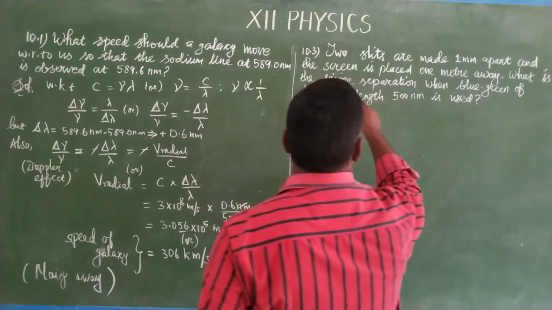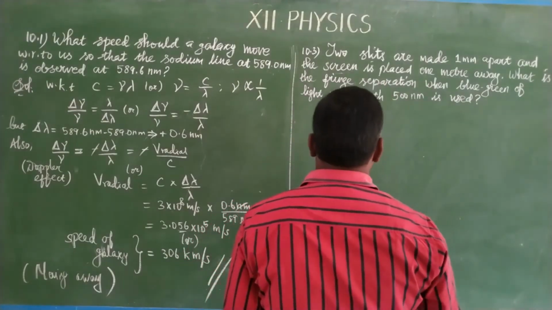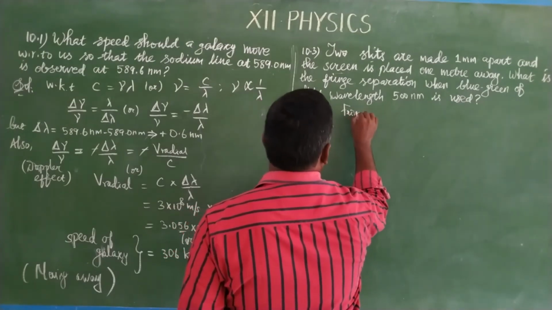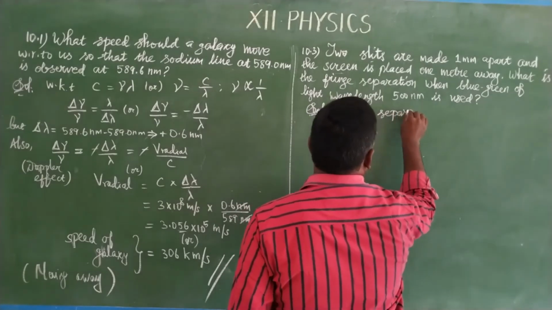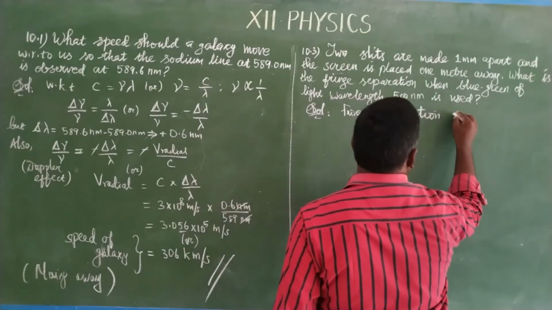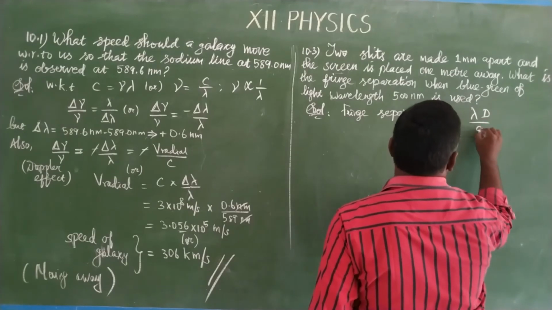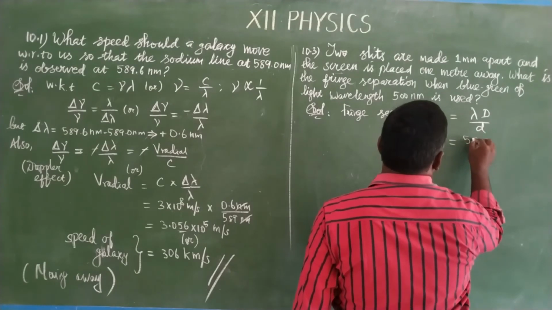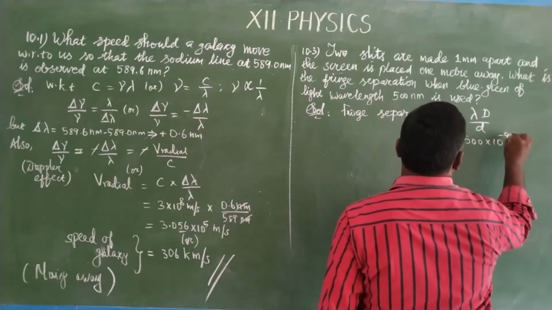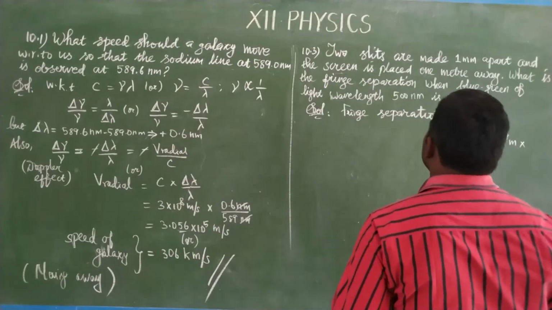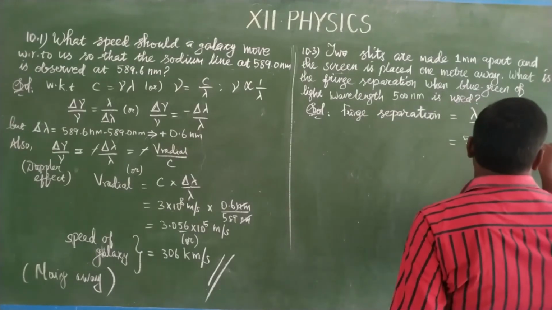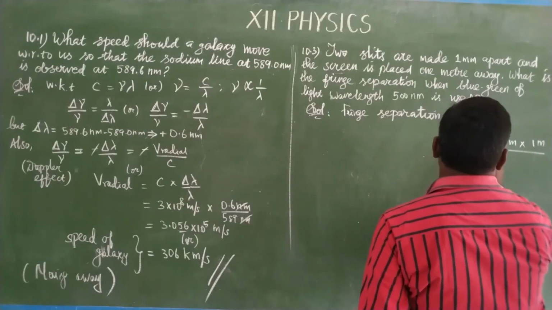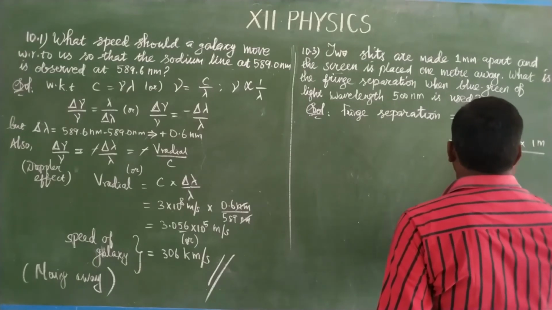What we want to calculate is the fringe separation. We already know the fringe separation for Young's double slit. Fringe separation is nothing but the fringe width, which is equal to lambda D by d. The wavelength used is 500 nanometer, where nano means 10 to the power minus 9 meter, into the distance between the screen and the slit, 1 meter, divided by the distance between the slits, 1 millimeter, where milli means 10 to the power minus 3 meter.